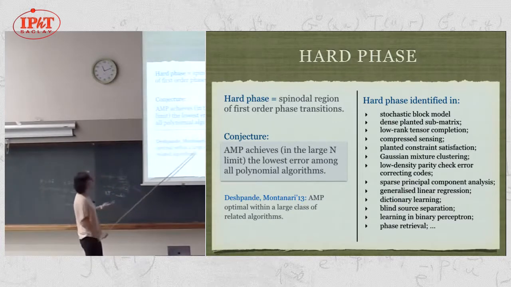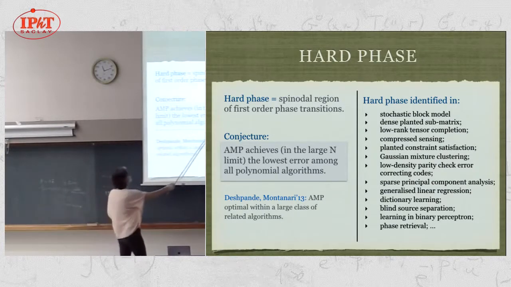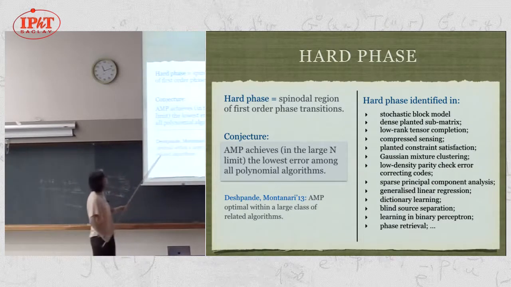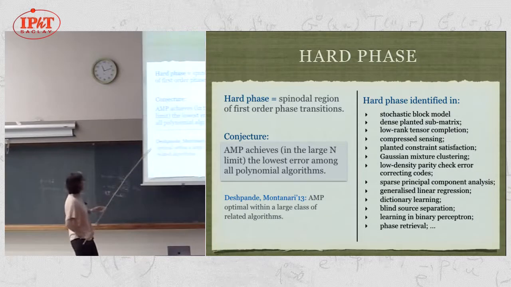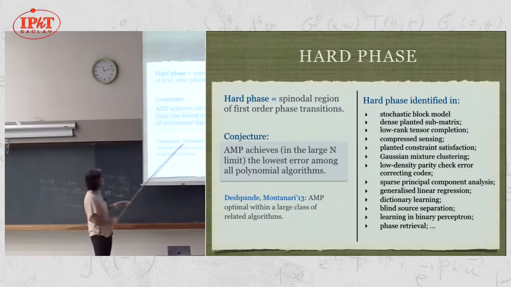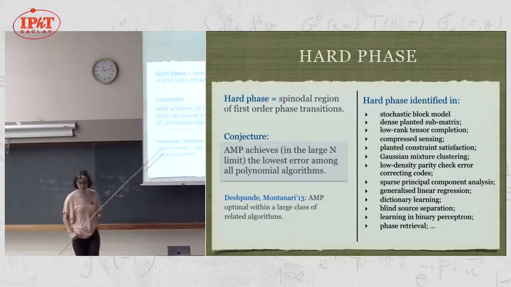And the conjecture that in all these problems, the approximate message passing achieves the lowest error among all polynomial algorithms, as long as the worst case of these problems is NP complete, seems to stand. And there are some pretty good evidences towards that. One of them is, for instance, in this Deshpande and Montanari paper, where they really prove that this algorithm is optimal within a big class of algorithms.